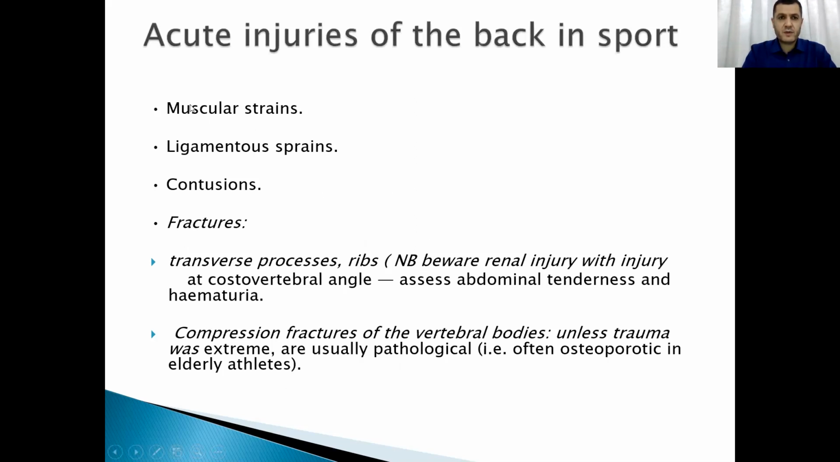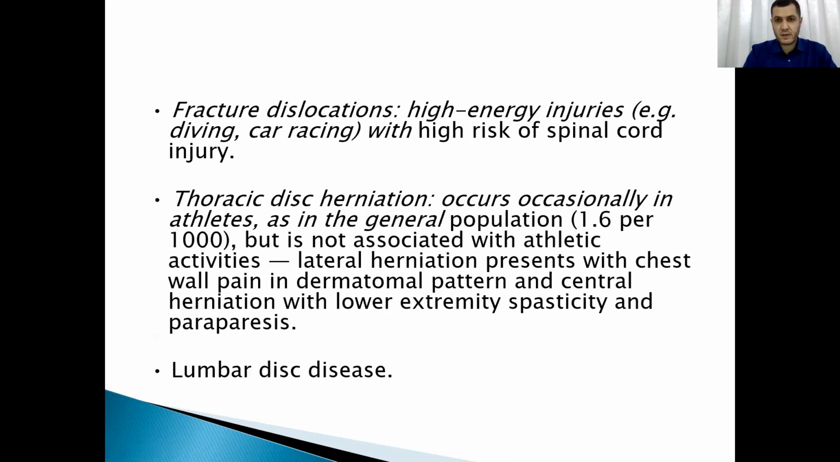So injuries could be muscular strain, ligamentous sprain, contusions, fractures, or fracture and dislocation. It depends on the kind of injury. Disc injuries, disc herniations, actually mostly occur in the lumbar region. Thoracic disc herniation rarely occurs.